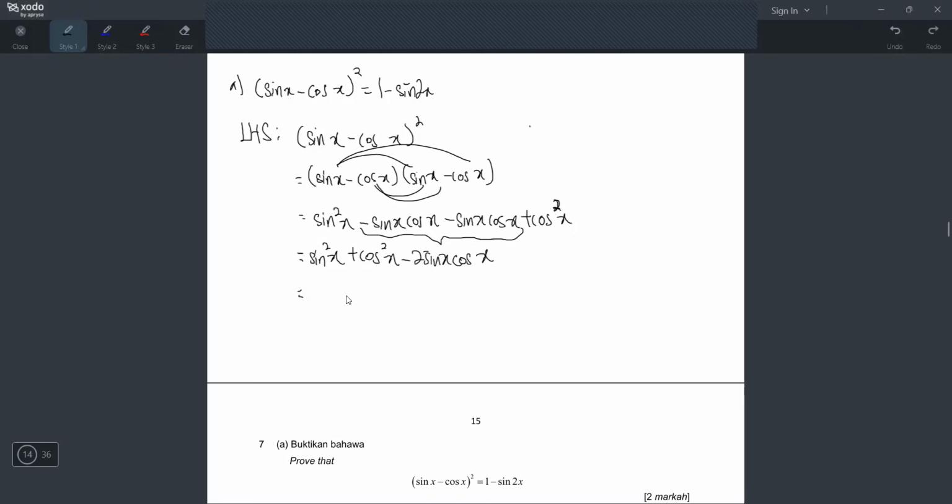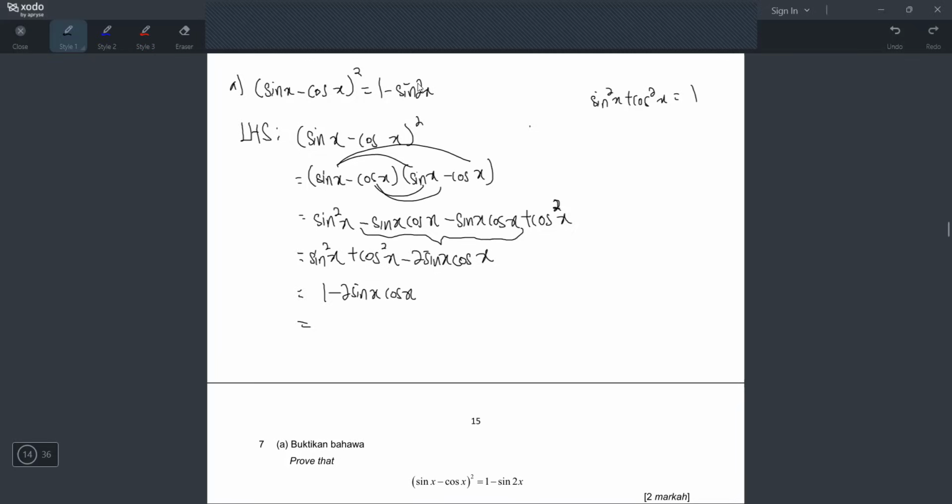And then what is sine square plus cos square? 1, right? Because you learn in the basic identity, sine square x plus cos square x equals 1, right? And then the rest here is minus 2 sine x cos x, right? But it's still not the same as the right hand side. Okay, why not we look at the right hand side?